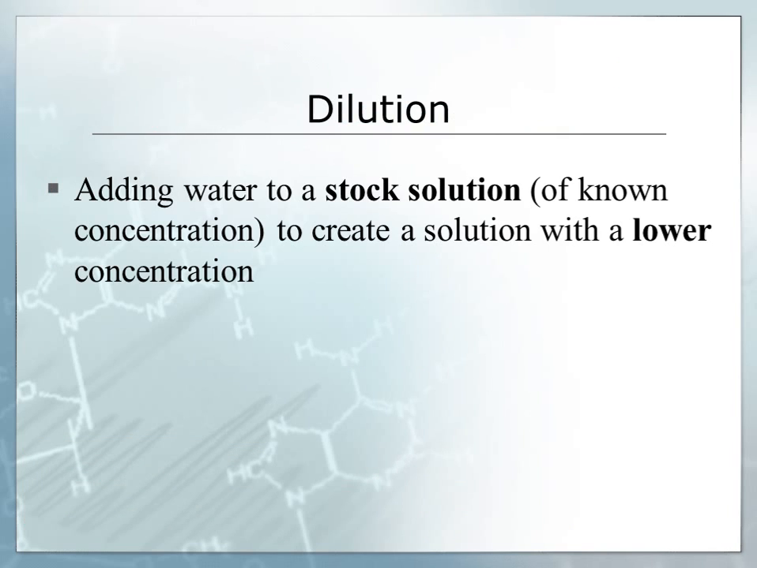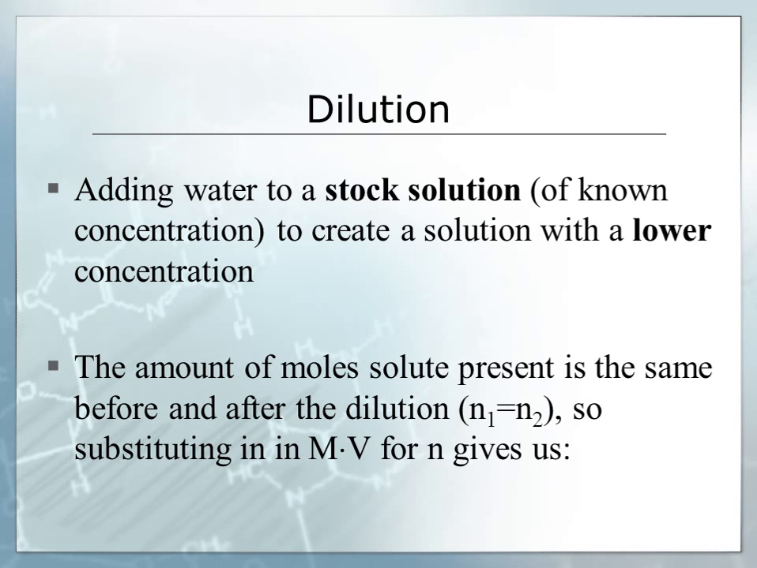We can also make solutions from existing solutions, and we do this through a process called dilution, whereby we take a stock solution. This is a solution where we already know what the concentration is, and we add water to that stock solution in order to create a solution that has the desired concentration, and it will always be a lower concentration than the stock solution has. Because we are working with a set amount of a stock solution where we know the concentration, the number of moles of solute is fixed both before and after the dilution.